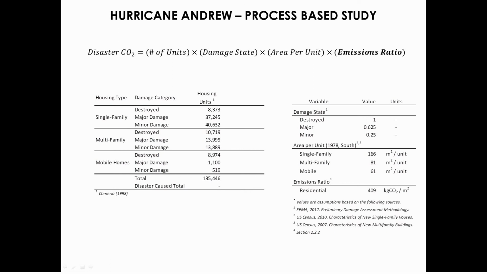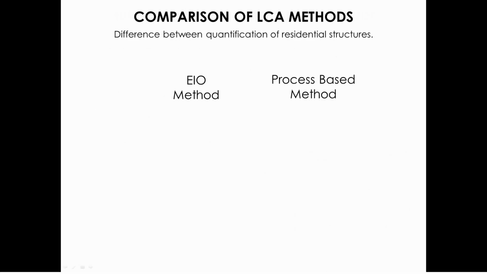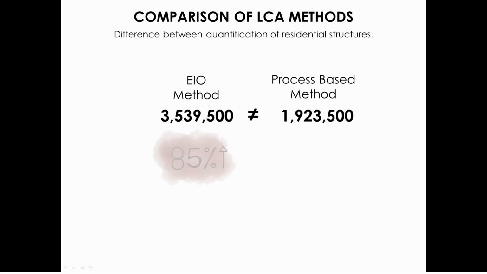Multiplying these values across each row and then dividing by 2, we get 1.92 million tons of emissions to reconstruct all housing damage. Comparing the residential sector emissions between the EIO and PB methods, you'll see that the EIO method is roughly 80% larger than the PB method for residential buildings. The results are on the same order of magnitude, but they certainly are a ways off from one another. There are 2 reasons I've found for this difference.